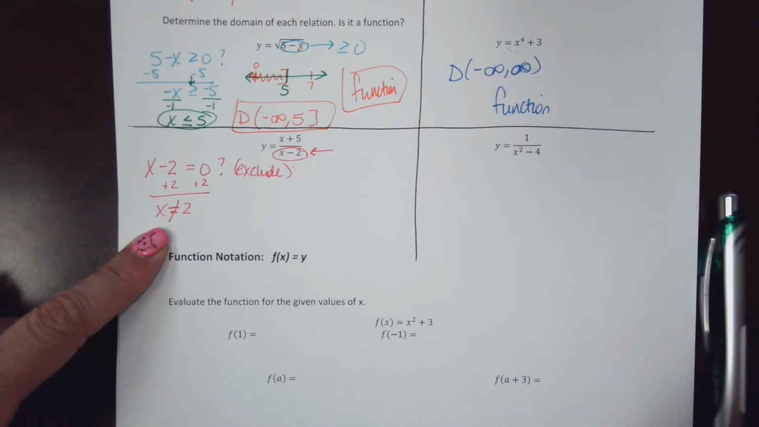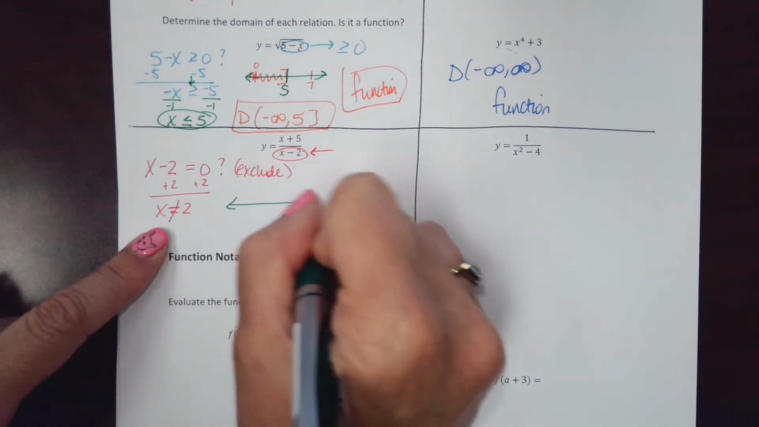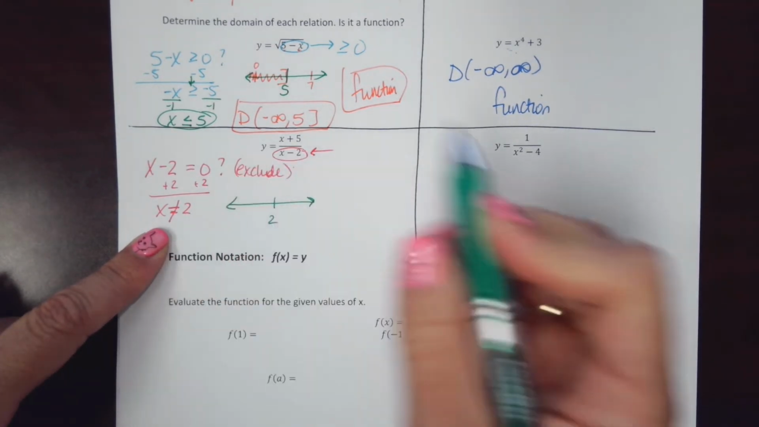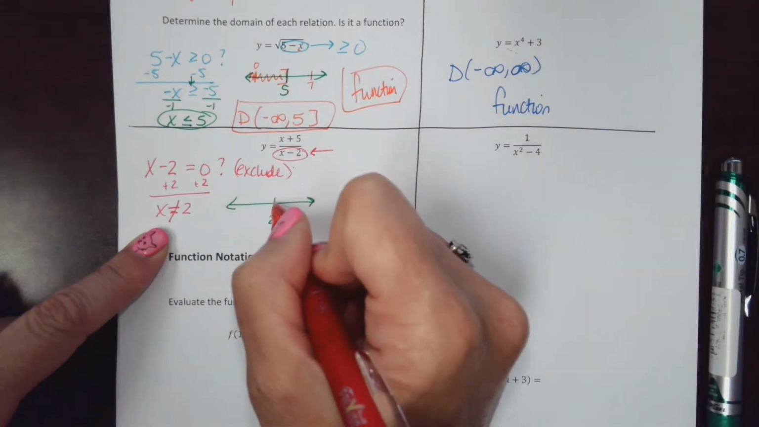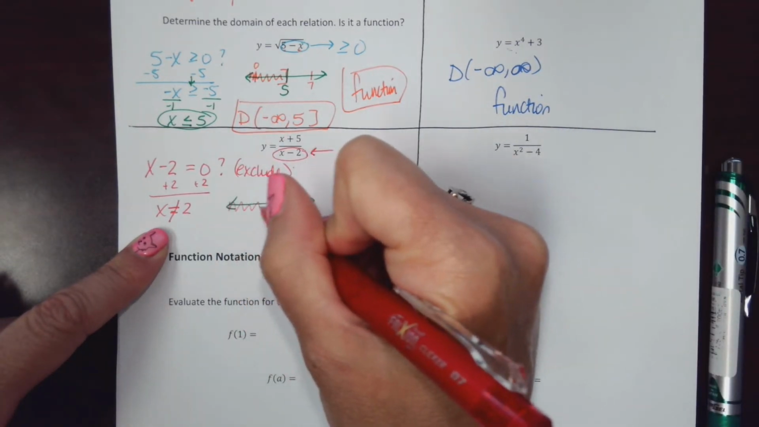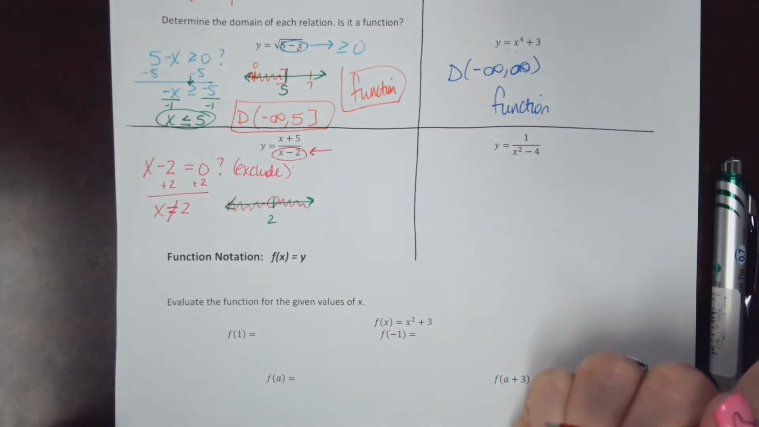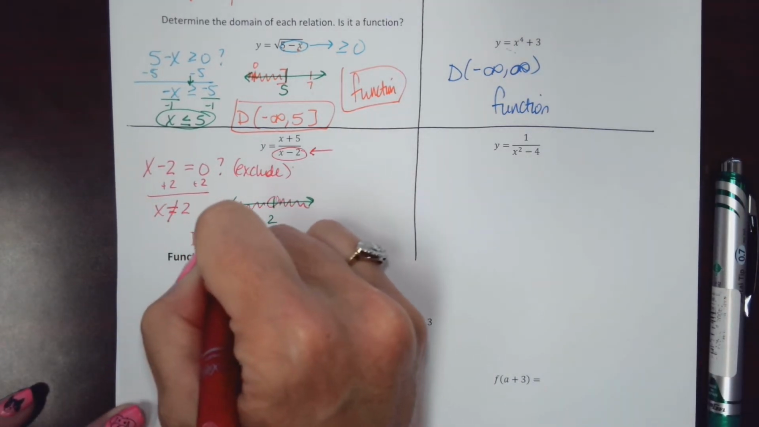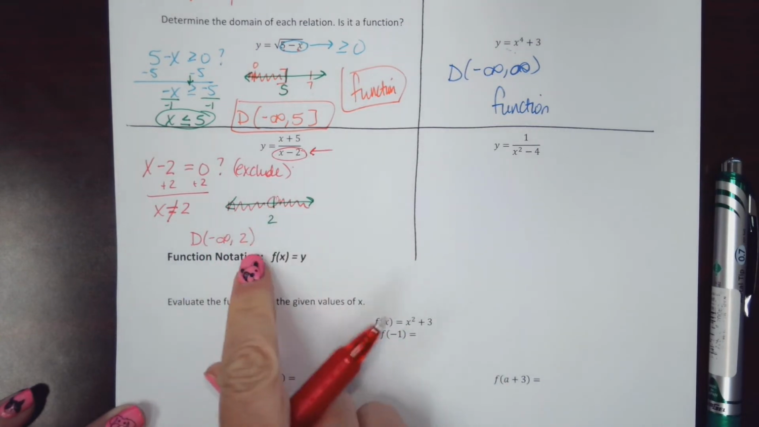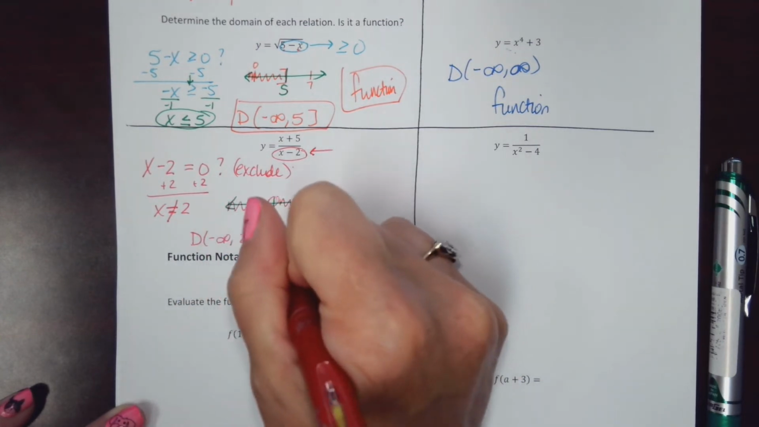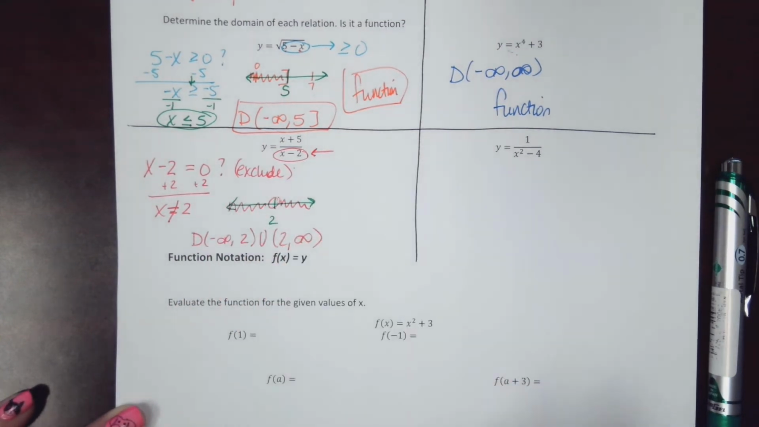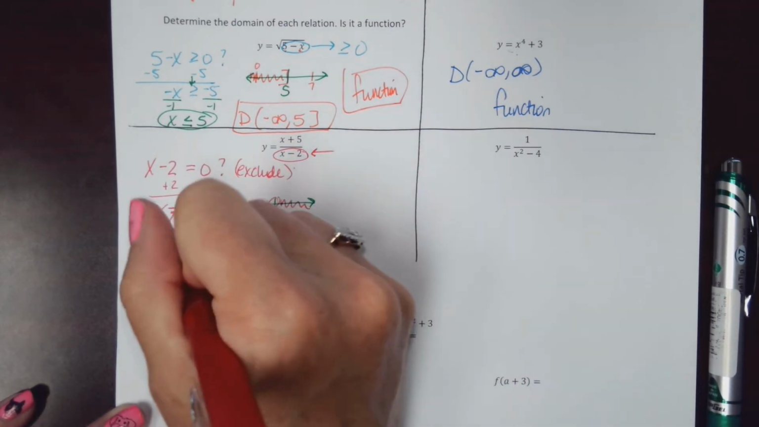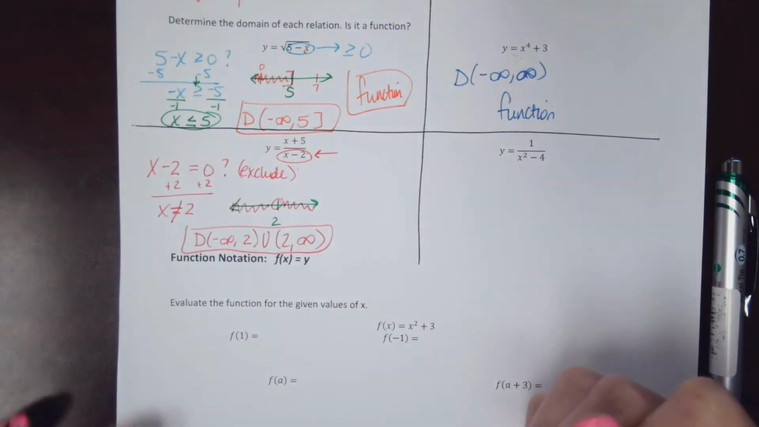Well, what does that look like as far as a number line goes? Well, I've got this 2, and this 2 cannot be in my domain, but I can use anything else. So my domain is 2 separate intervals here, from negative infinity up to 2, but not including, or from 2 to positive infinity. So I've written my domain in such a way that 2 is not included.